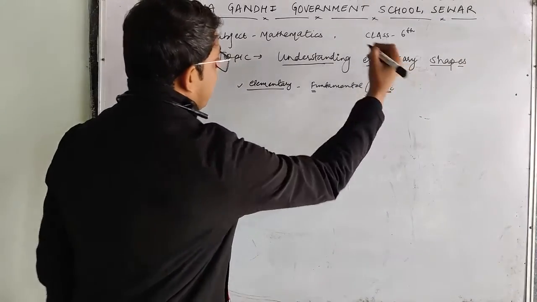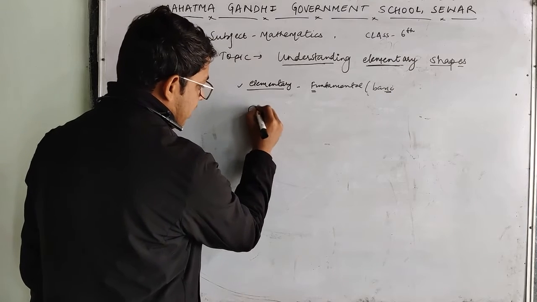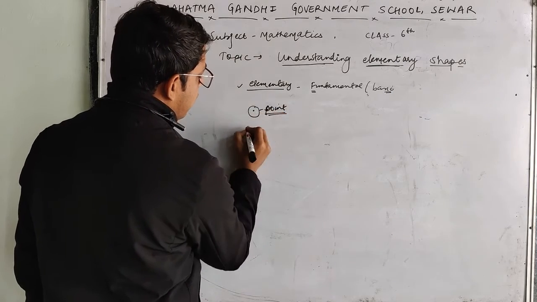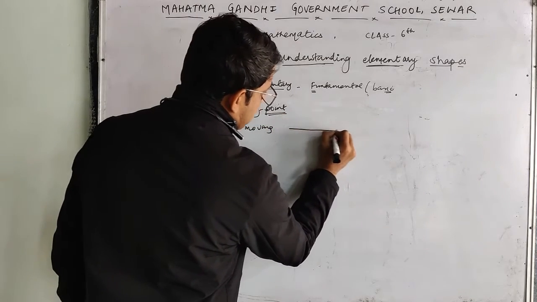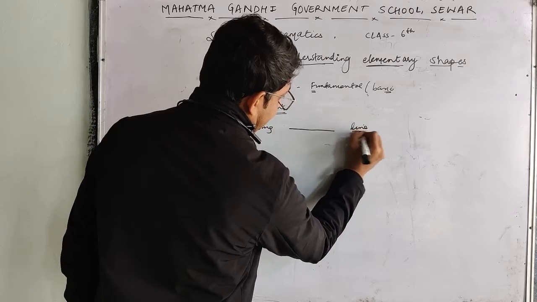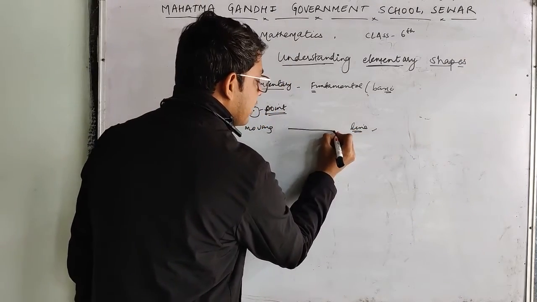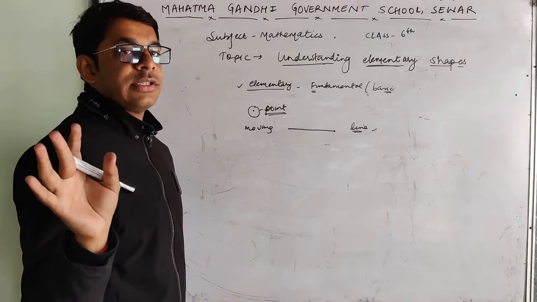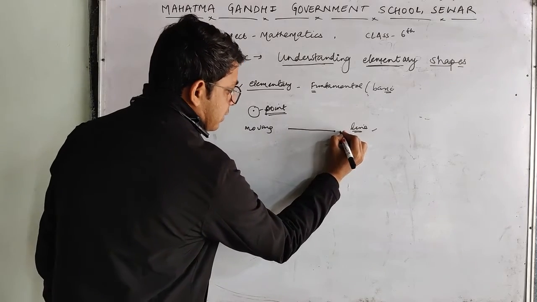If I talk about elementary shapes, in the last class we studied the shape called point. Now we will move forward with line. First of all, we will see what is a line. Anything which is joining at least 2 points. How many points? At least 2 points, called a line segment.